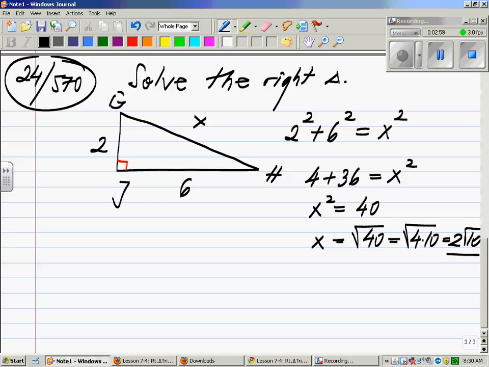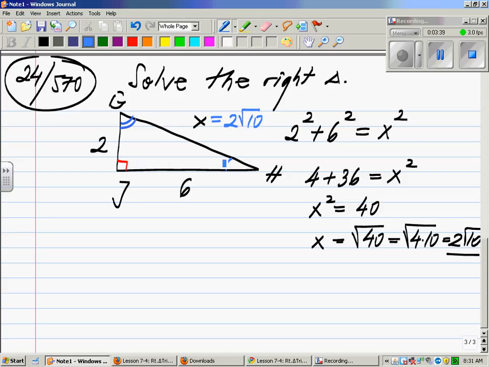But now we have to find the angles, right? So we know the hypotenuse is 2 square root 10. Now I have to find the angles. Well, one of them is given. It's obviously 90 degrees, right? But what about angle H? What about angle G? How can we find it? In today's lesson, we are supposed to learn how to find a missing angle in a triangle whose sides we know. And this is what we're going to use: sine and cosine functions.